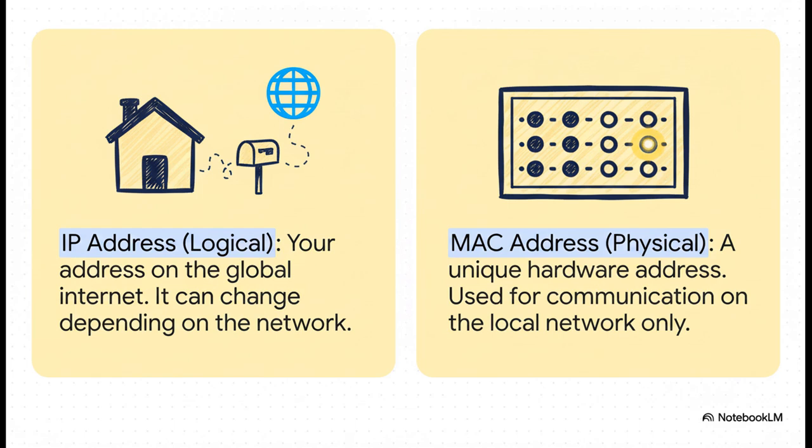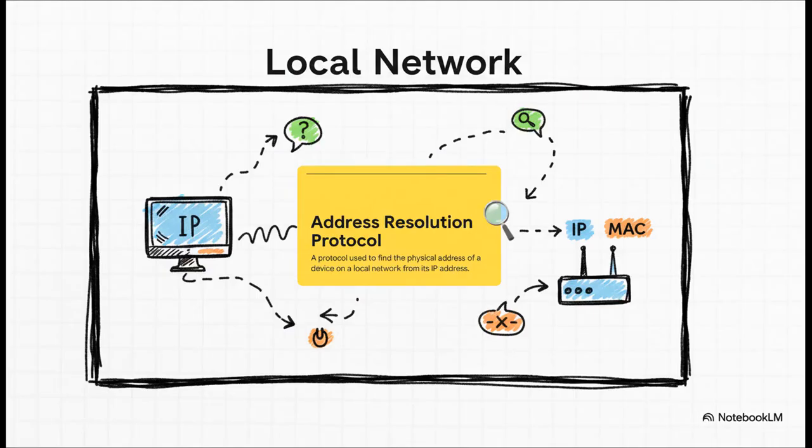The IP address is like your global mailing address, and it can change. But the MAC address, that's a permanent physical hardware address. It's like the serial number for your network card. It's only used for that final, hyper-local communication. So, to get to the router, your computer needs its physical MAC address.